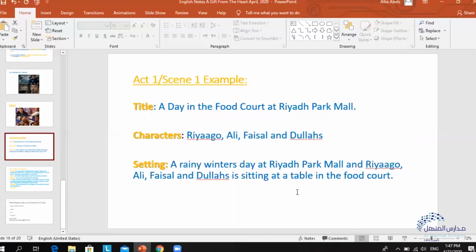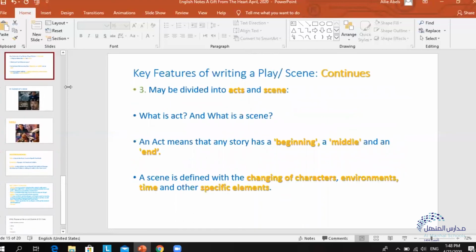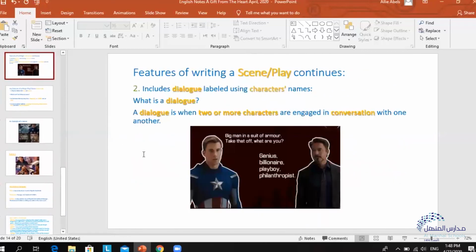If we want to write an act, if we want to write a scene, we need to have a title of our story. We need to have characters of the story that we're writing, and we also need a setting where the story takes place. And importantly, there has to be dialogue. There has to be a conversation happening between the characters.